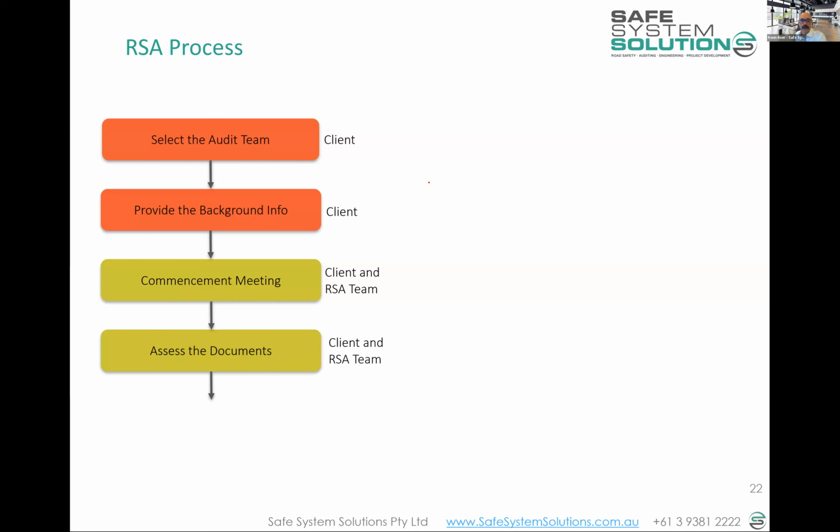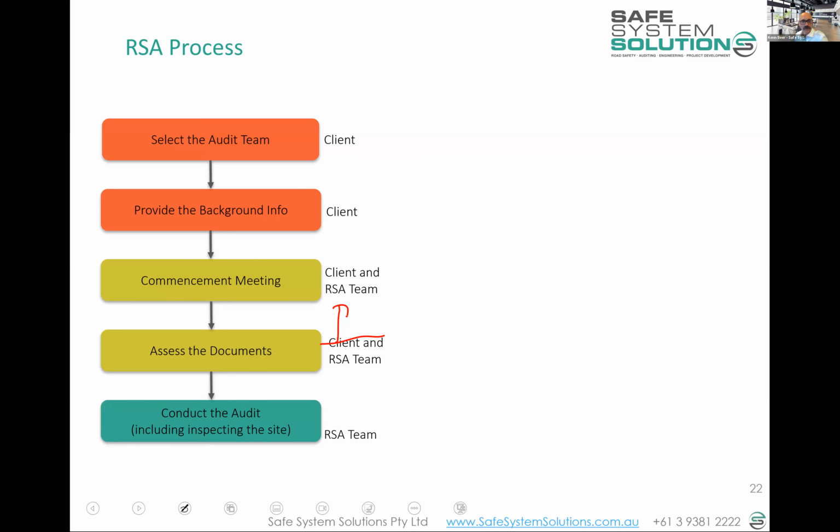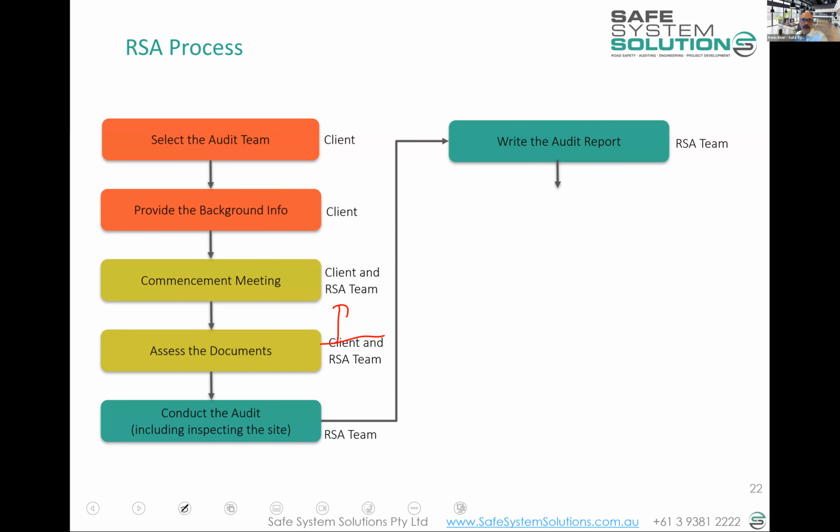Now, assess the documents. So really, it's probably not the client in that. That's sort of a hangover from saying that the starting of that happens in the commencement meeting with everybody there. But the audit team is really the one that takes that and goes away and pores through the details of those documents and the designs. And then they go and inspect the site. They conduct their audit and find things and look at stuff and bring it all together and write up a road safety audit report.